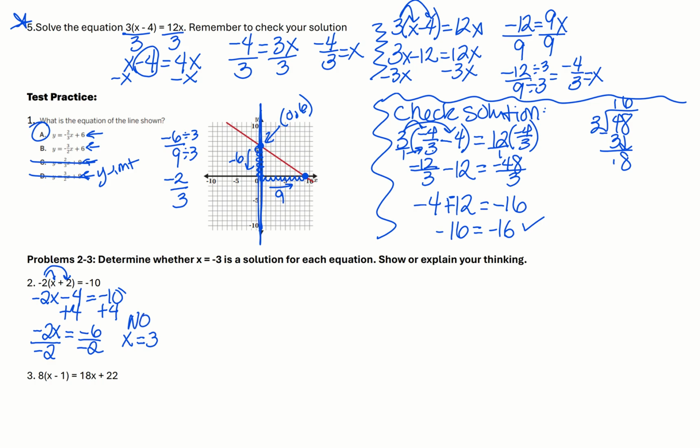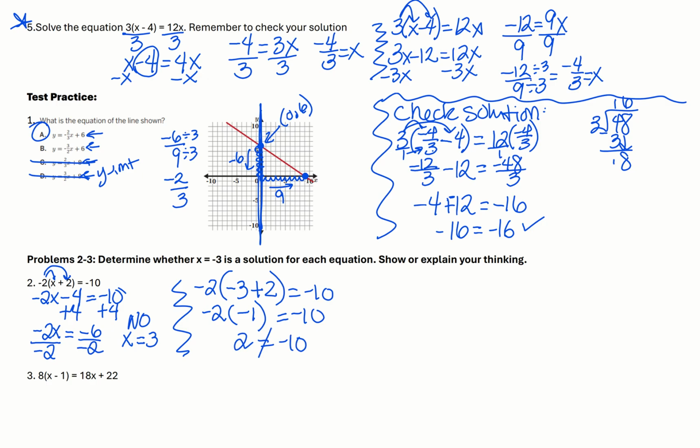Okay, so I'm going to show you one other way to do this, and that's to just input negative 3 and see if it comes out true. So it looks like this. Negative 2, just use your equation. Input negative 3 plus 2 equals negative 10. So I inputted it as x. Negative 2. Negative 3 plus 2 is negative 1, because I have more negatives than positives. Equals 10. A negative times a negative is a positive, and 2 times 1 is 2, equals 10. And that's a no. So see, I proved it in 2 ways why it is not a solution.